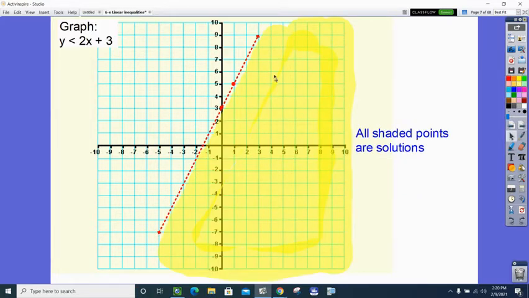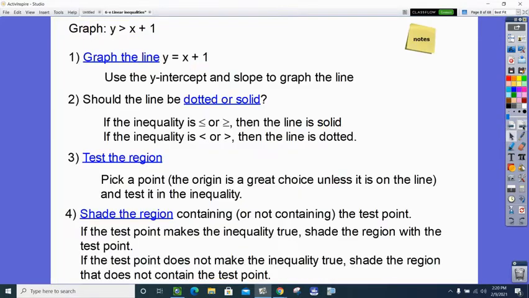So now every point over in this yellow region, not on the line, but every point, would make this true. If you just come over here to like 6, 1, so if I put 6 in for x and 1 in for y, I would have 1 is less than 12 plus 3. 1 is less than 15, and it works. All the points over here, however, would not work. So there's an infinite number of solutions.